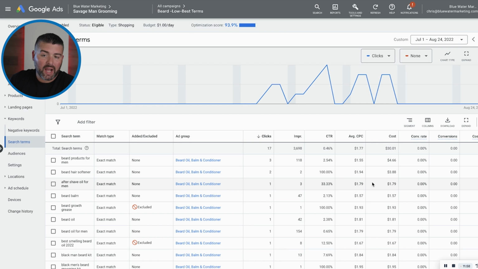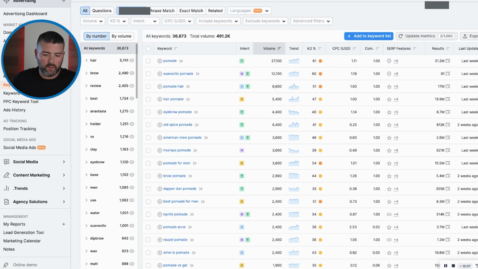We have a much higher cost per click. And the reason we're doing this is because we're trying to understand the search intent. So if we go back to the keyword magic tool, we want to do some research.